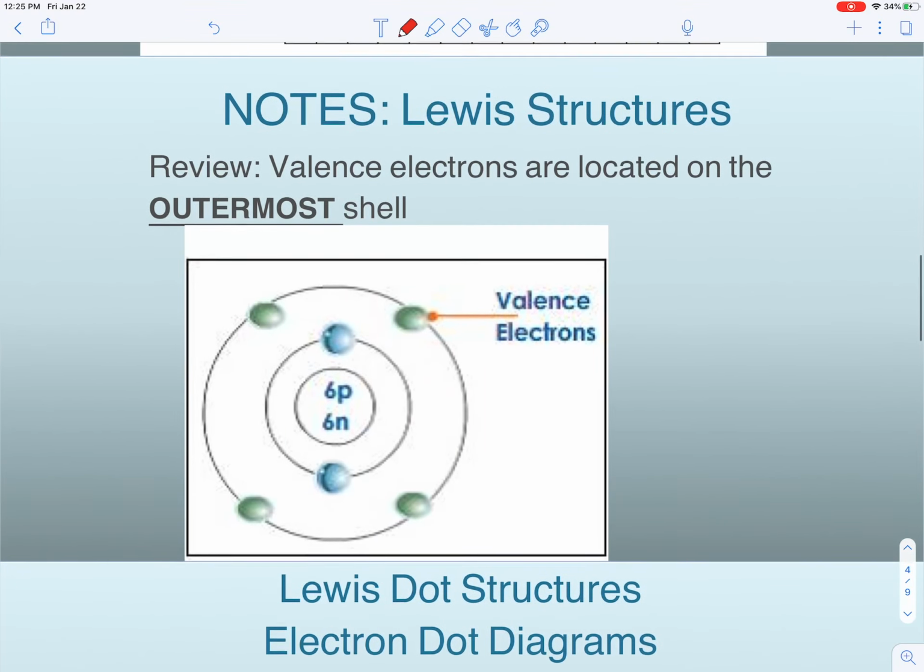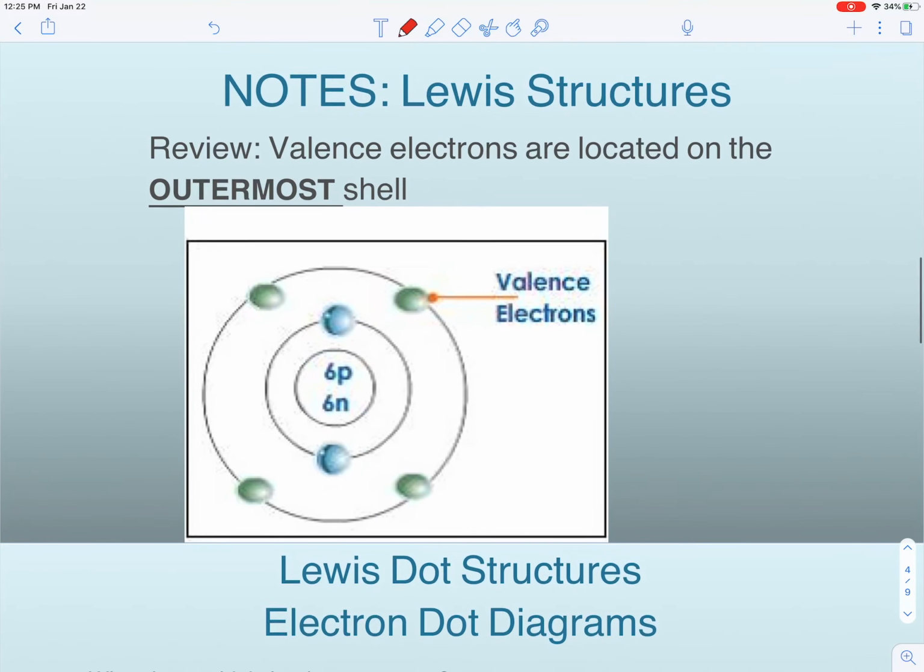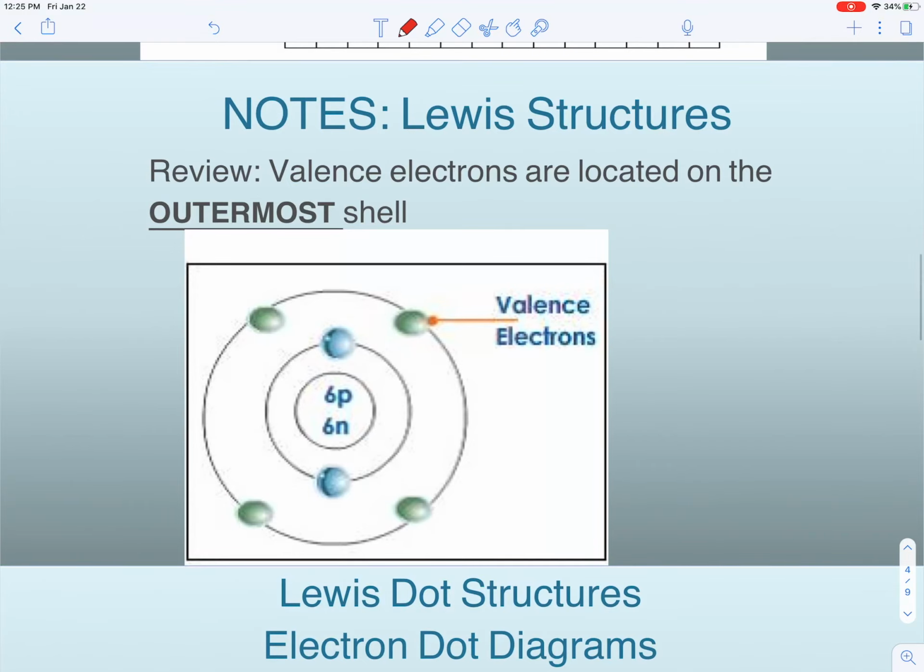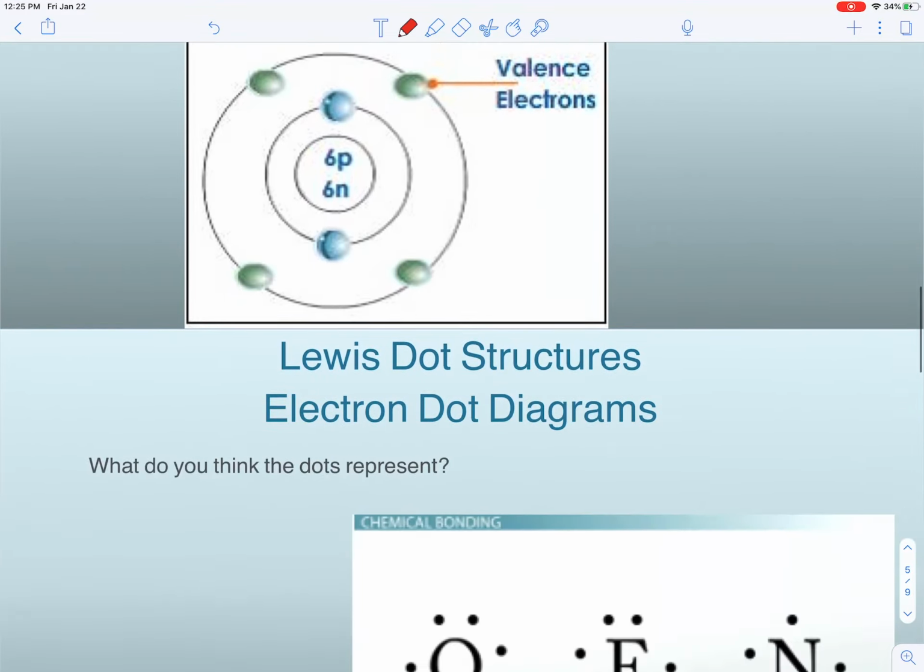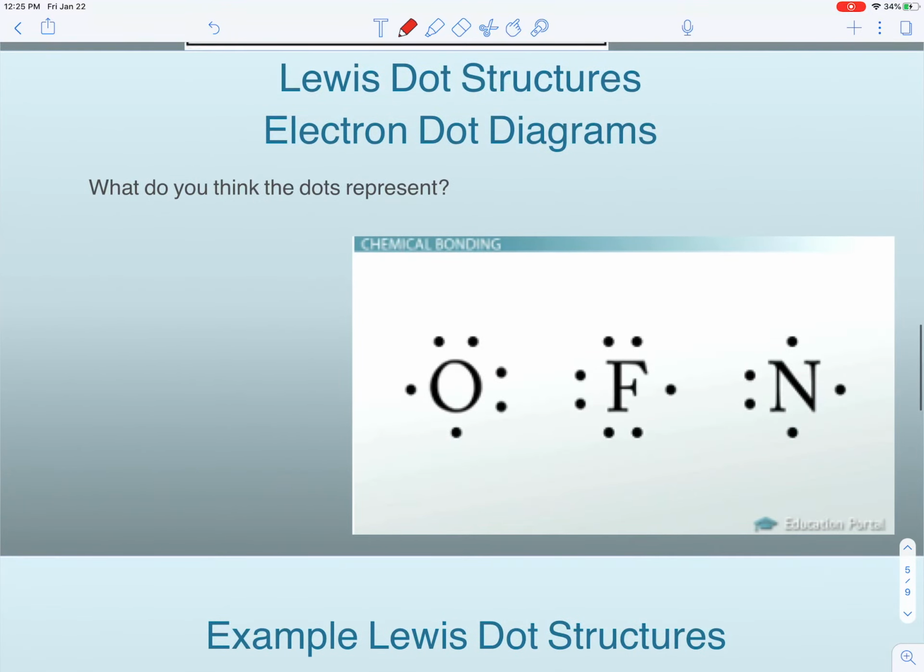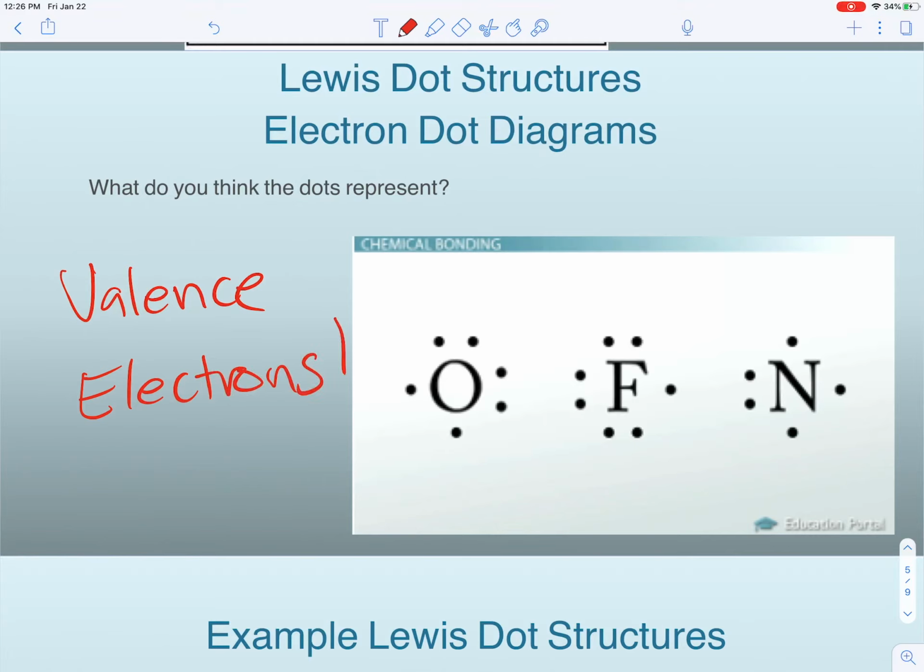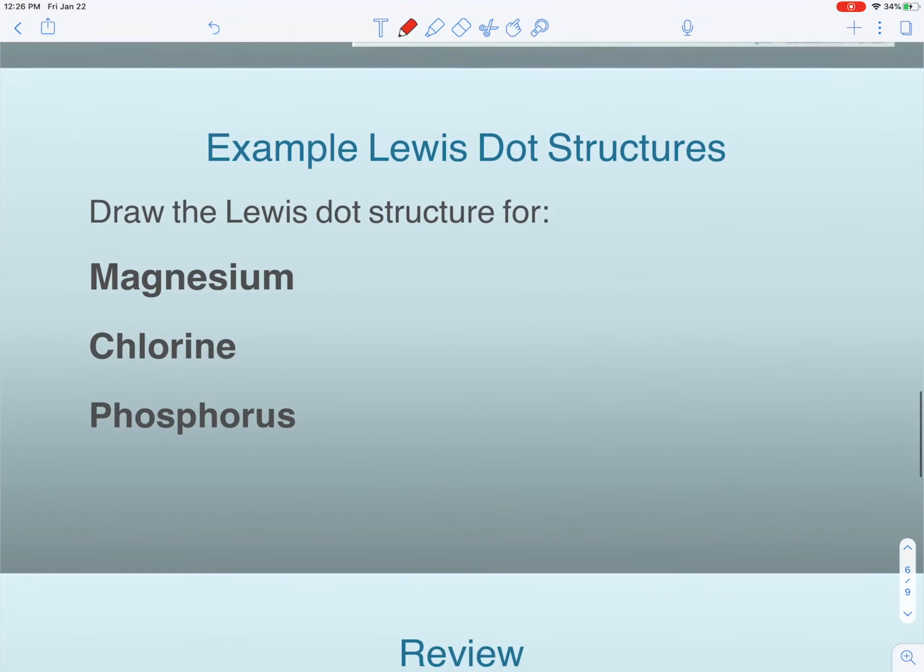Valence electrons, of course, are the outermost electrons found in an atom. So what do you think these dots on these elements represent? If you said valence electrons, you are correct. So today we're going to learn how to draw these Lewis dot structures or electron dot diagrams. Let's take a look at a few examples.